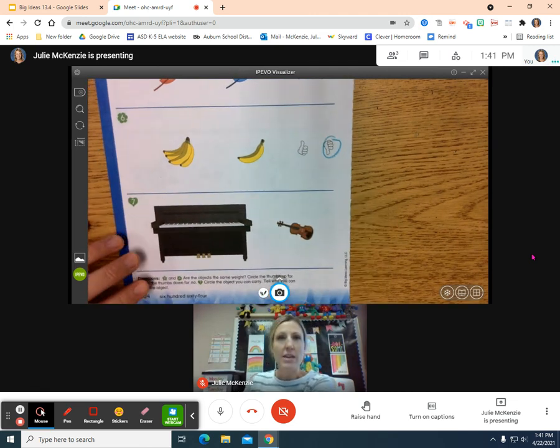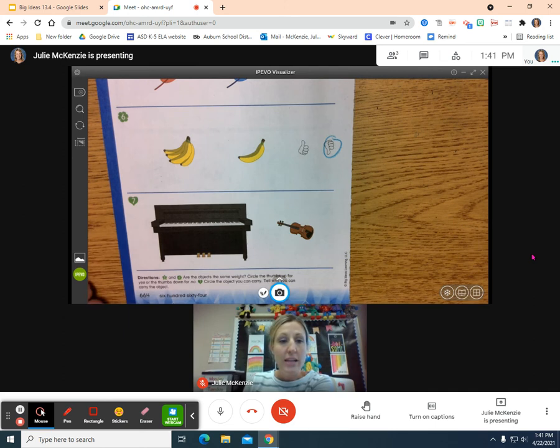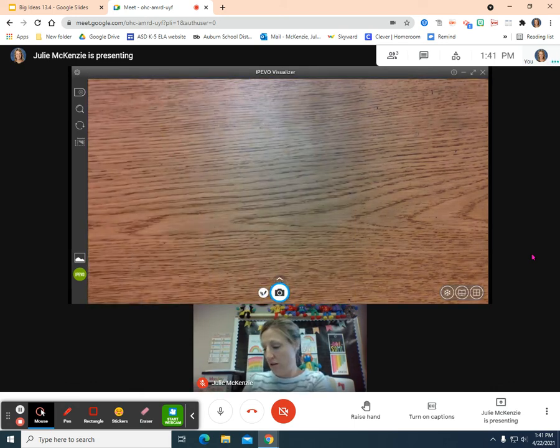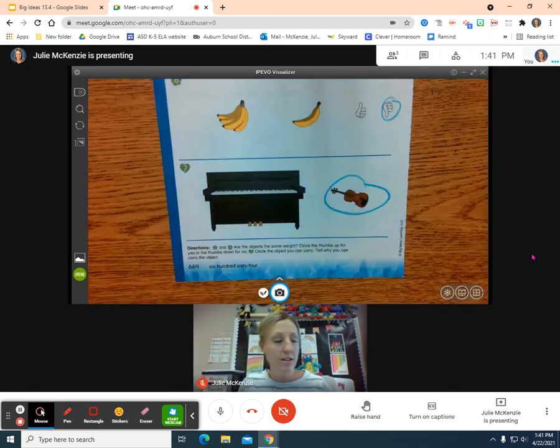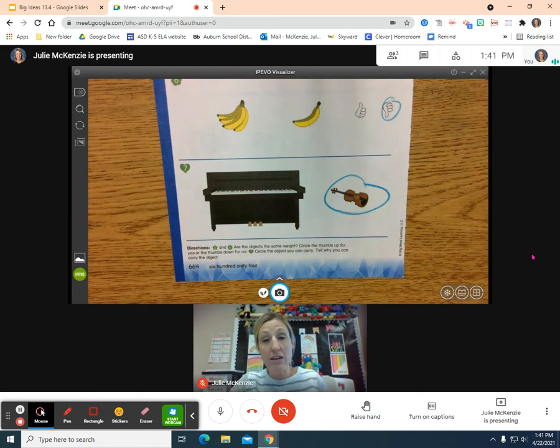Last one, there's a piano and a violin. Please circle the object that you can carry. Which one can you carry? All right, everyone, did you circle the violin? That piano is much too heavy to carry. We cannot carry the piano, but we can carry the violin.